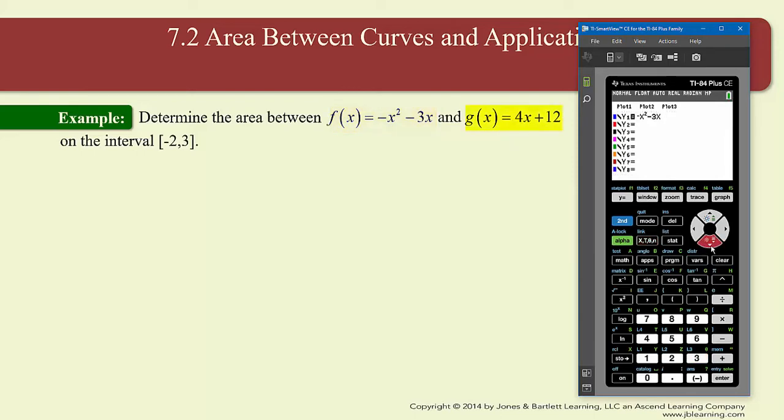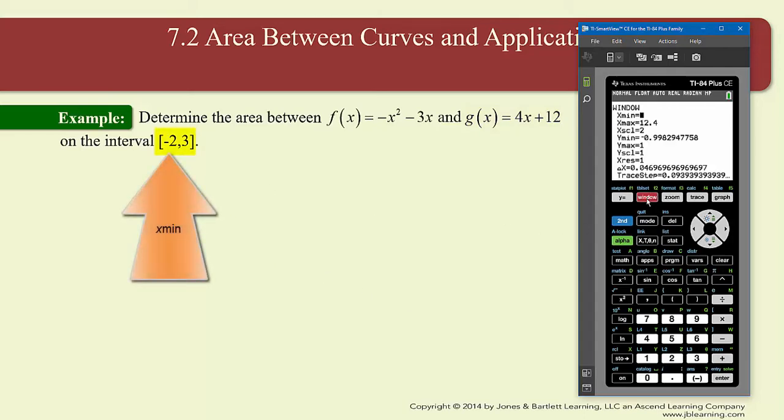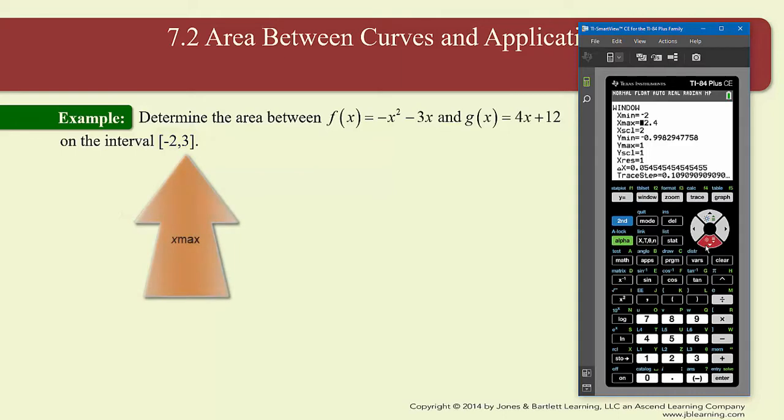Then in y2, I'm going to put function g, which is 4x plus 12. And it says I'm looking on the interval negative 2 to 3. So I'm going to make my viewing window. I'm going to make my x min negative 2, and I'm going to make my x max 3. I'll go ahead and scale by ones.